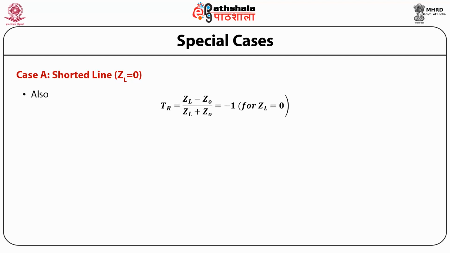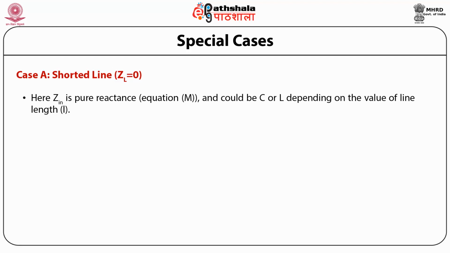Also, gamma R equal to ZL minus Z0 divided by ZL plus Z0, equal to minus 1 for ZL equal to 0, and S equal to Z0 by ZL, equal to infinity, as Z0 is greater than ZL. So here Zin is pure reactance, which is represented by equation M and could be capacitive or inductive depending on the value of the line length L.